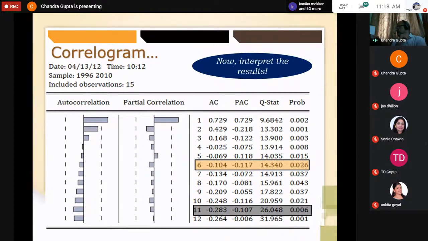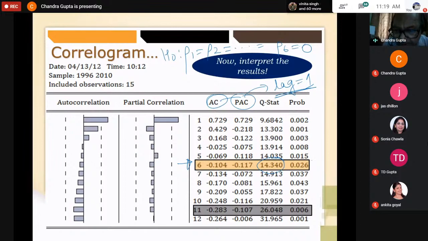Right. So Mandeep Jant was saying that ACF and PACF for lag 1 are equal. Yes, you are absolutely right, because there is nothing in between. So friends, let's understand this. What does it mean? The null hypothesis is autocorrelation 1 equal to autocorrelation 2, all equal till autocorrelation 6. And this is rejected. That means at least one of the autocorrelations up to this will be significant.